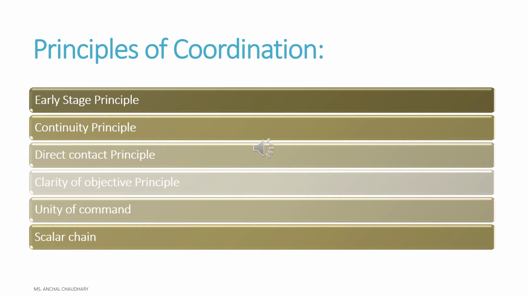Next is scalar chain. Scalar chain means there should be a proper hierarchy of levels where information and instructions flow from top to bottom. Instructions or information flow from top to bottom, and suggestions and complaints flow from bottom to top, which will facilitate coordination and there should be no confusion in the organization.